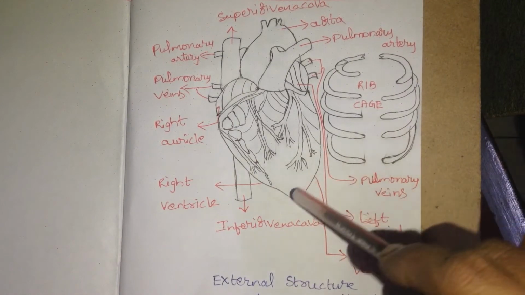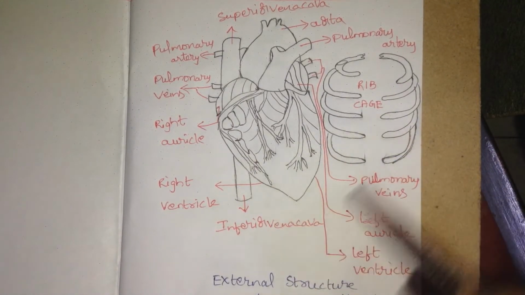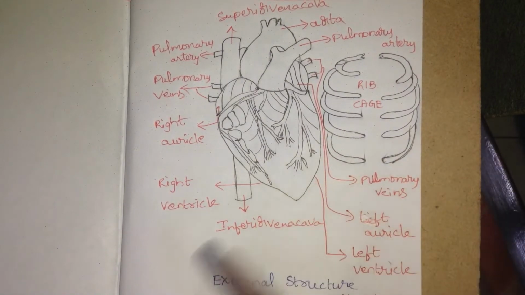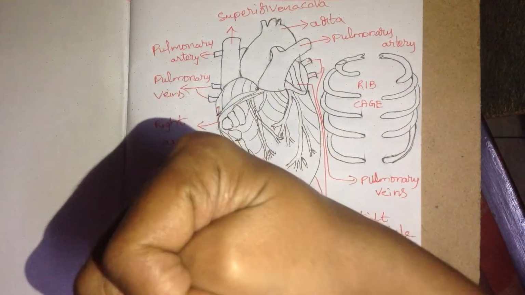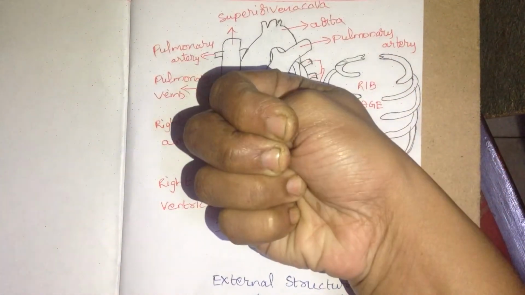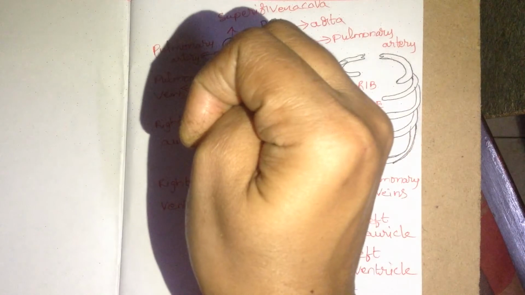That means without rest. Coming to the size of the heart, the adult human heart is of one's own closed or clenched fist size, like this. Closed or clenched fist size.